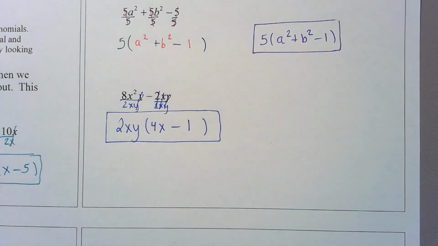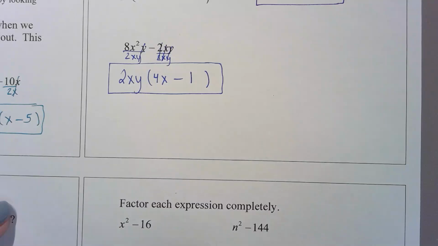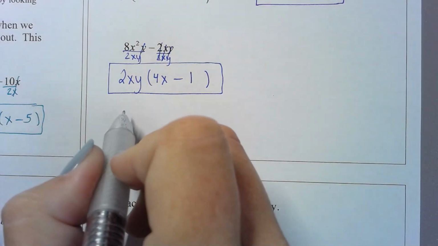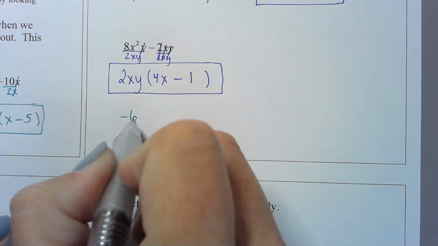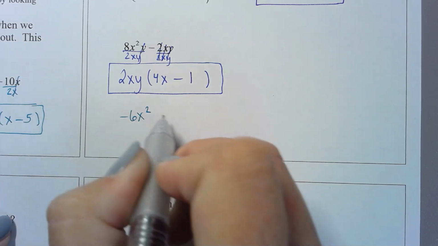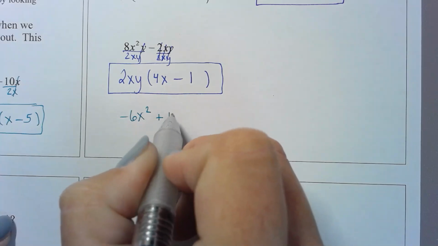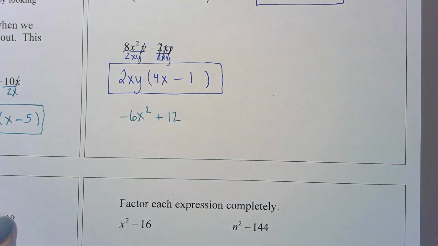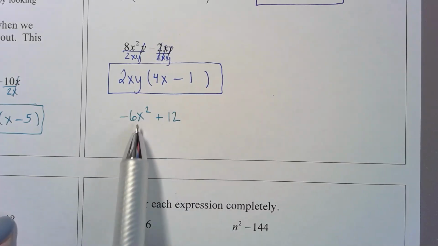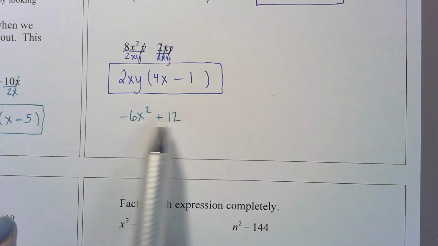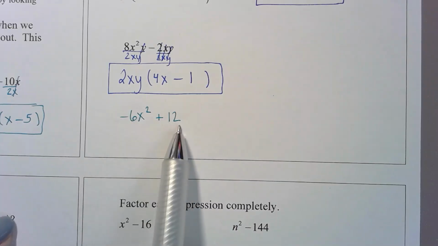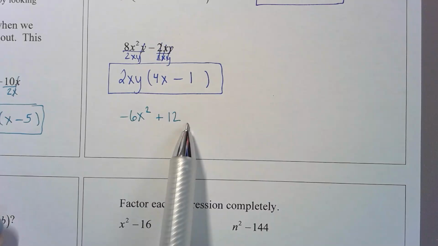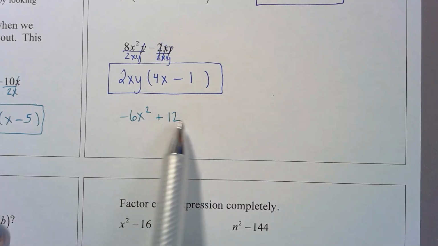Okay. Good. I'm going to add one more to this, if I could. Yeah, why not? What if we had something like negative 6x squared plus 12? Okay. So when I look at these, both of them are divisible by 6. And that's actually all they have in common, right? They don't have any variables, both of them don't. So I'd say they both have a 6.